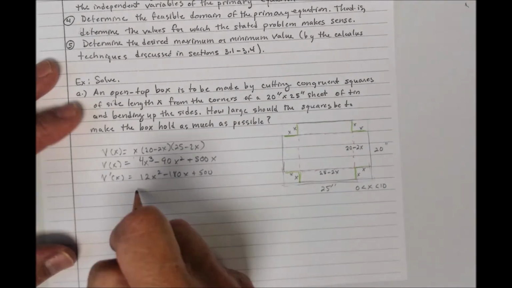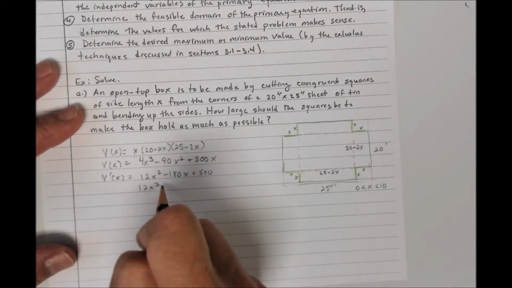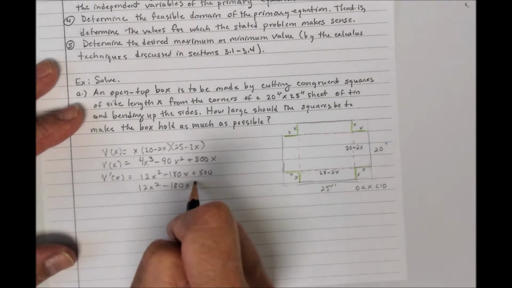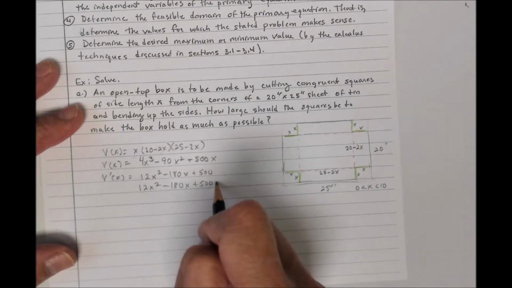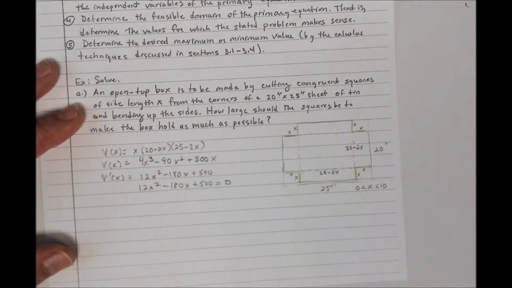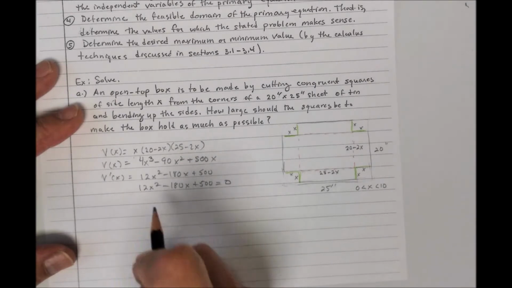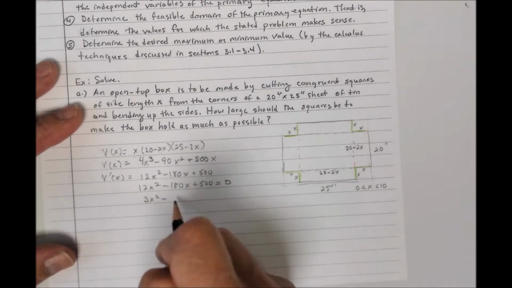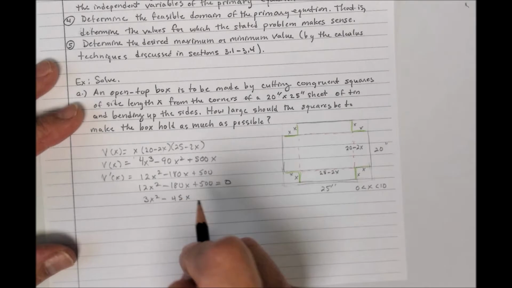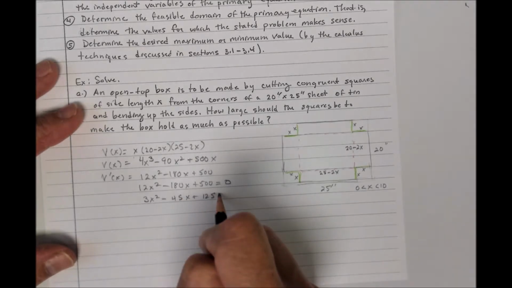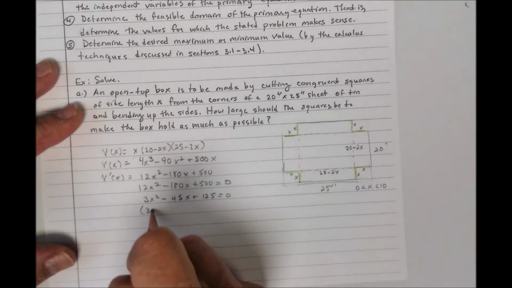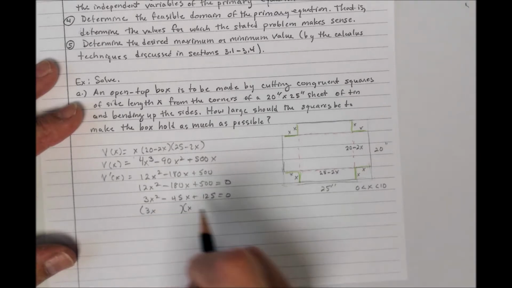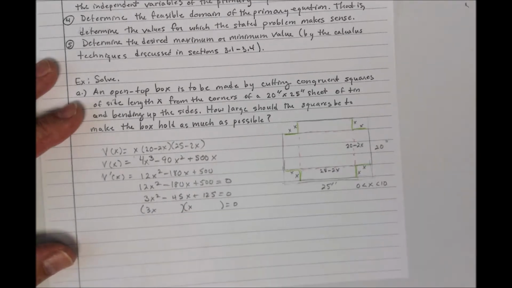Alright, I'm going to set this equal to 0 and find my critical numbers. We're having some fun now. Let's see, can we get through? We can divide through by 4. 3 doesn't go into 500, so let's divide through by 4. And that would be 3x squared minus 45x plus 125 equals 0. Oh, I hope this factors. I'm going to be mad if it doesn't.